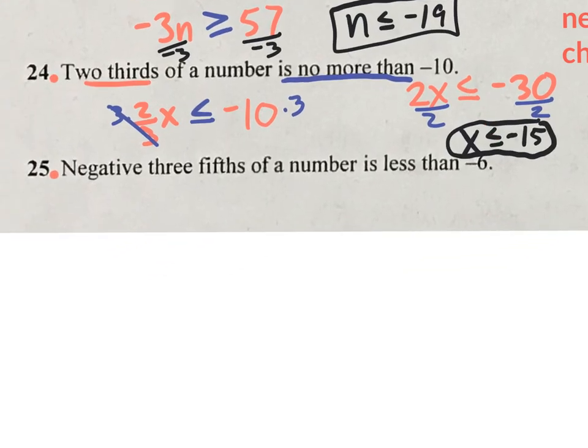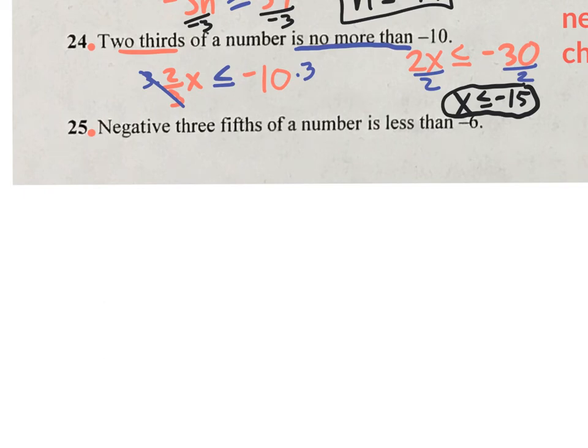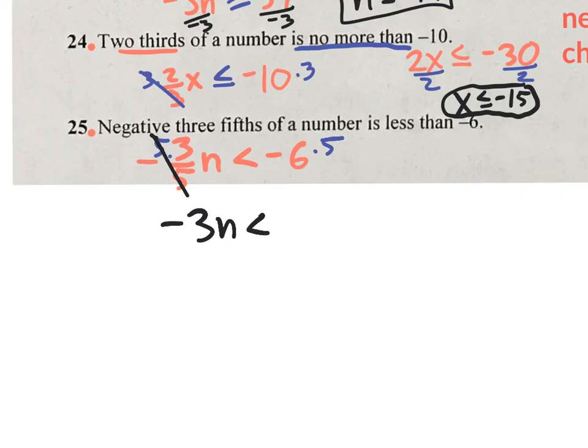Let's move on to number 25, the last one. Let's write it out. Negative 3/5. That's easy. Negative 3 over 5 of a number. You could put n, you could put x, is less than negative 6. That's easy. Is less than, that's straight up the less than symbol. Negative 6. Okay, so what do? Multiply both sides by 5, times 5 here, times 5 there. Of course, the 5's cancel. We're going to end up with the new equation. Negative 3n is less than, I don't change it because I multiplied by positive 5, negative 30.